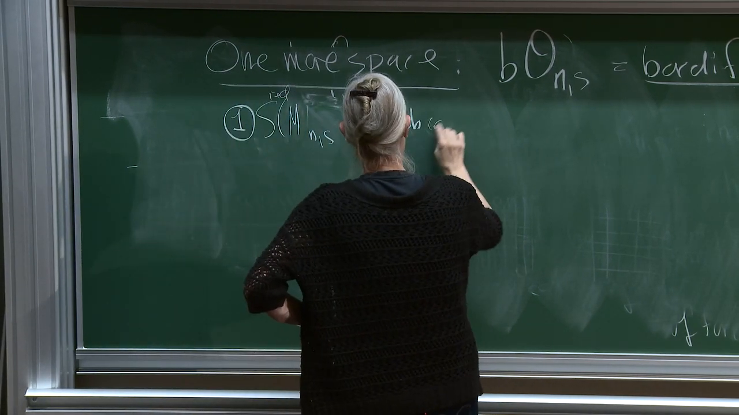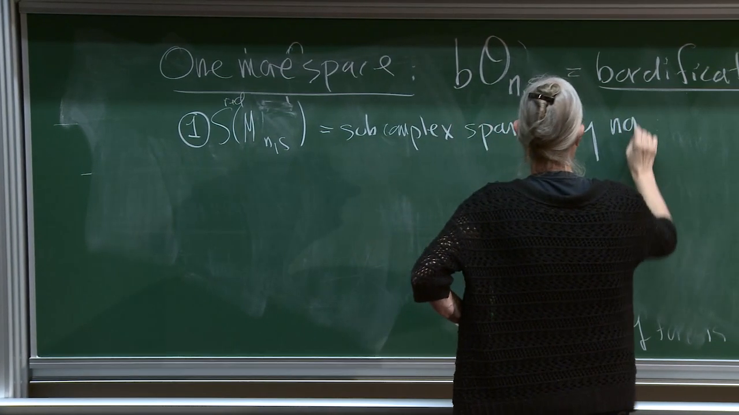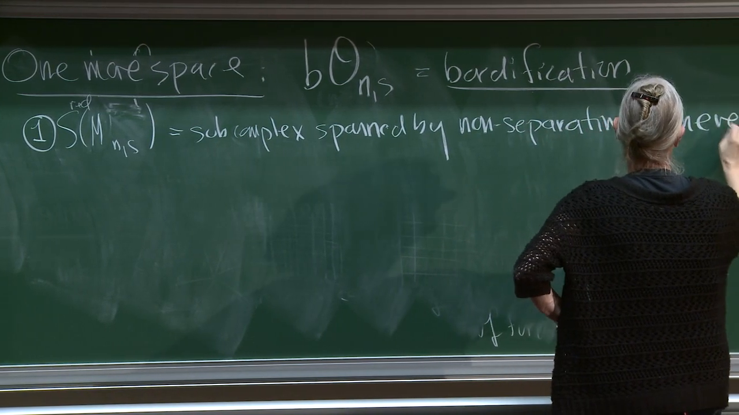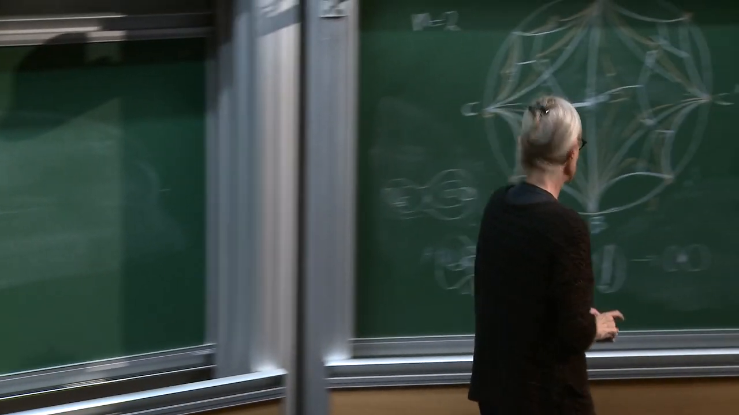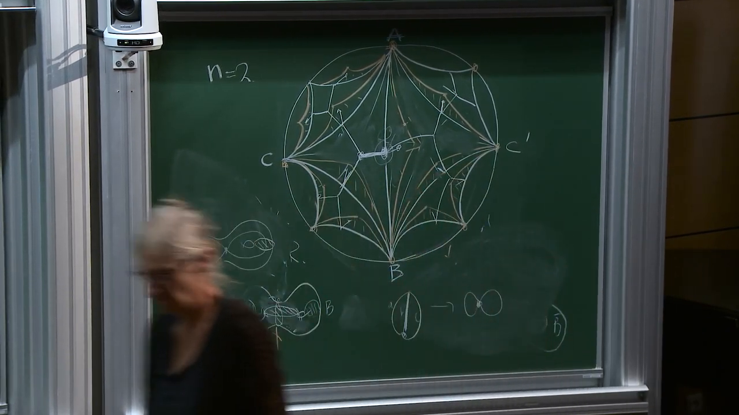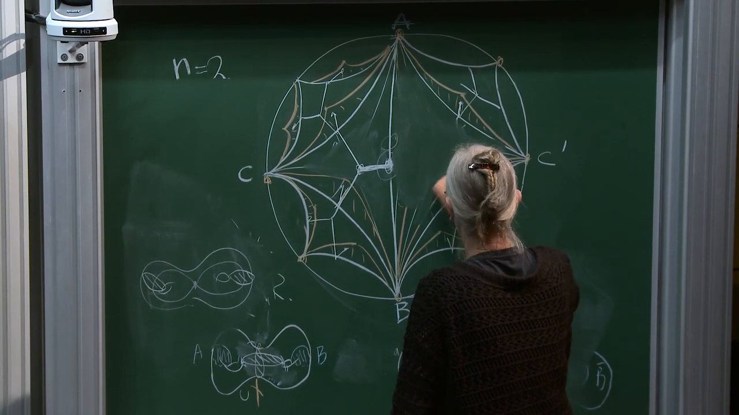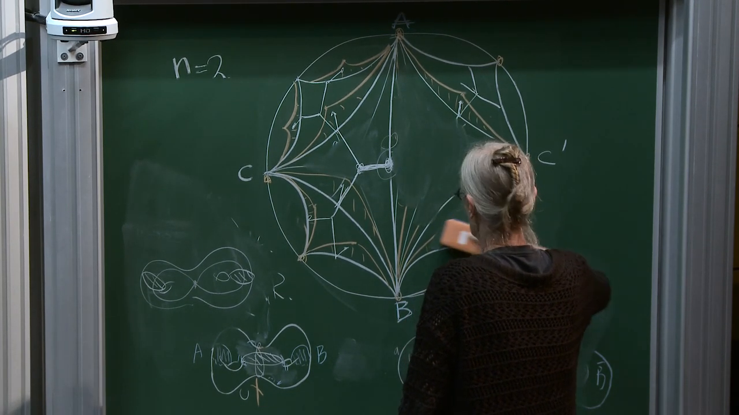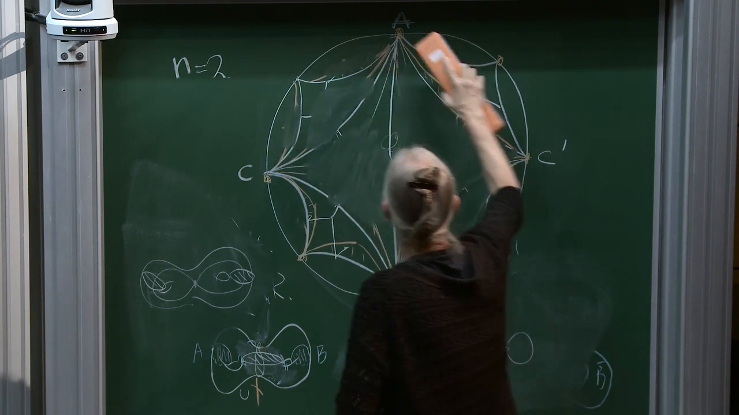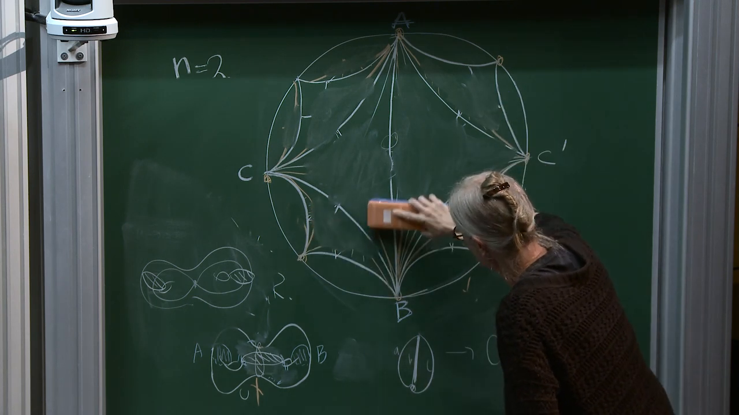It is a subcomplex spanned by non-separating spheres. So I'm not going to use these silly X's because they separate my manifold. Instead, I'm just not going to use them. And then my space looks much nicer. All the orange stuff disappears. And again, this would be a whole lot easier with my iPad. Okay.